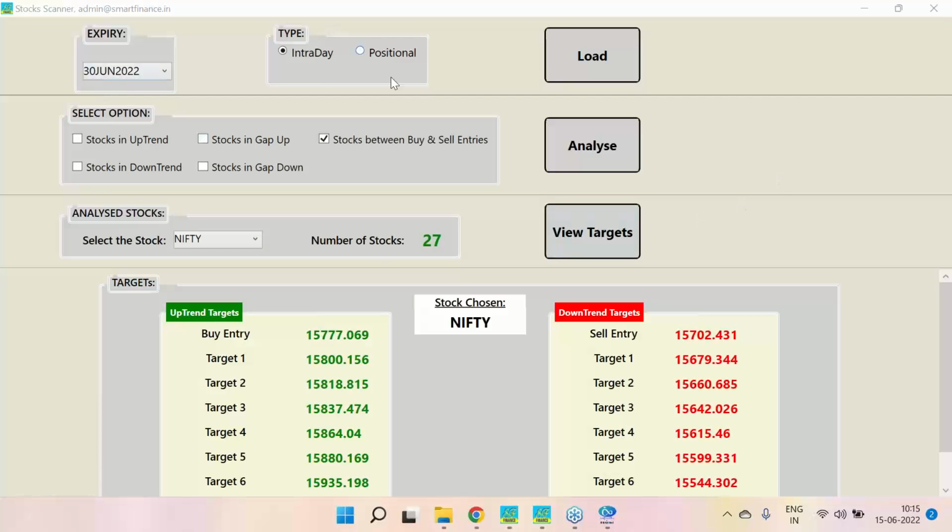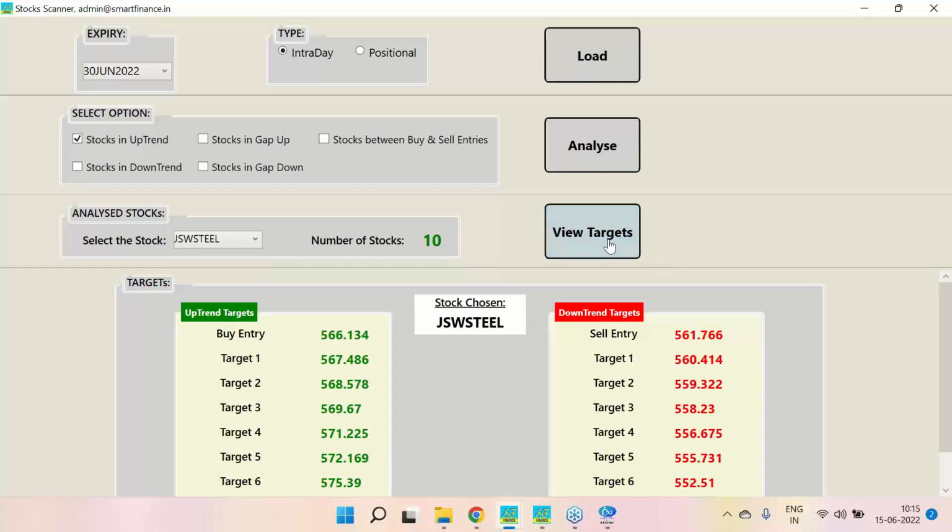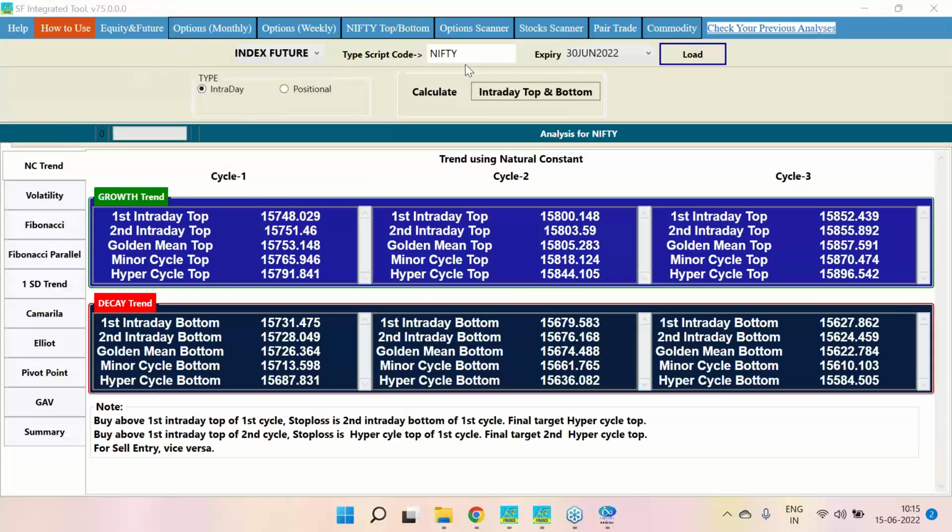So here, this is the stock scanner feature. If you select, load the data, and here you will get the stocks in uptrend. So these are the list of stocks in uptrend. If you just select a stock and view the target, these targets are based on the previous day's closing, so these are not real levels. You have to see it in the real software: load the data and get fresh levels.